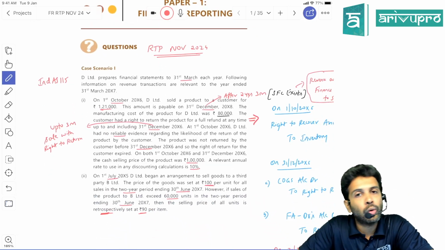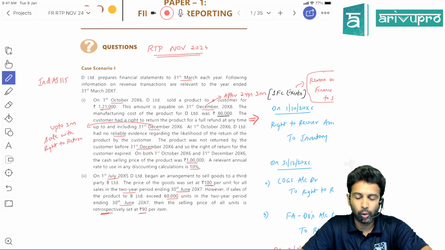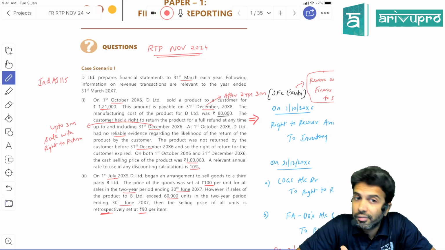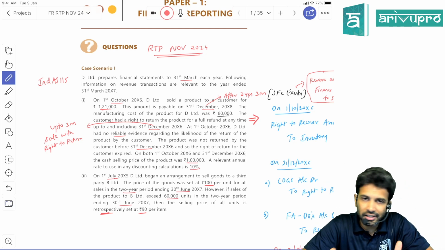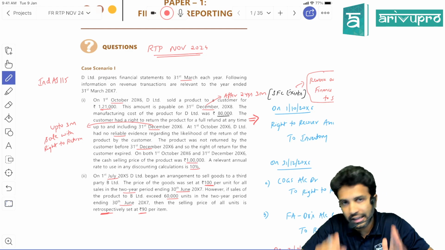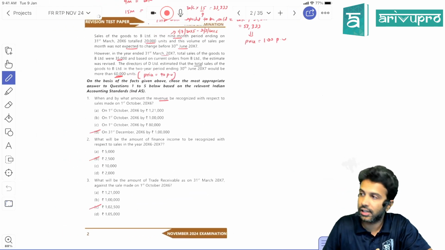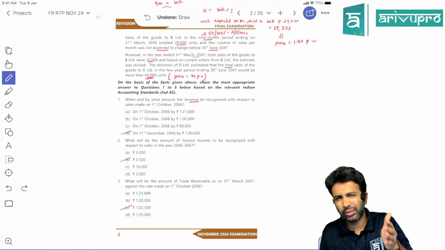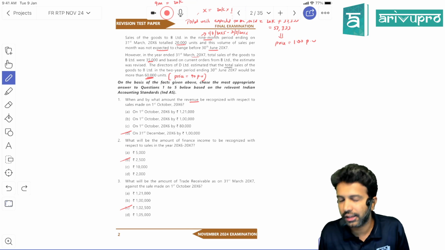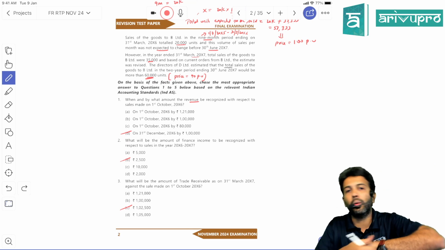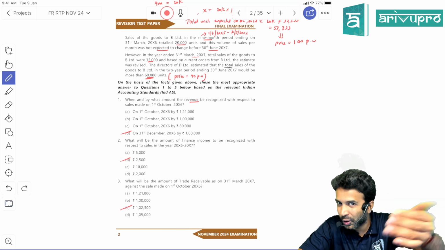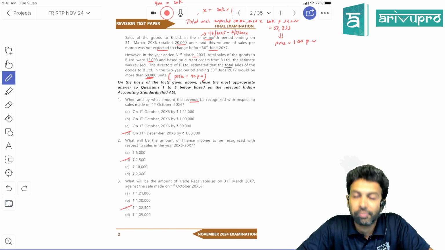First, we have an MCQ based case study question. As I told you, the way you should start solving a case study based question is always to look at the requirement first, before you read the case study. Sometimes they give you a lot of data, but the requirement could be very straightforward or theory oriented, where you don't need so much information. The moment you look at the question, you can select the option right away.